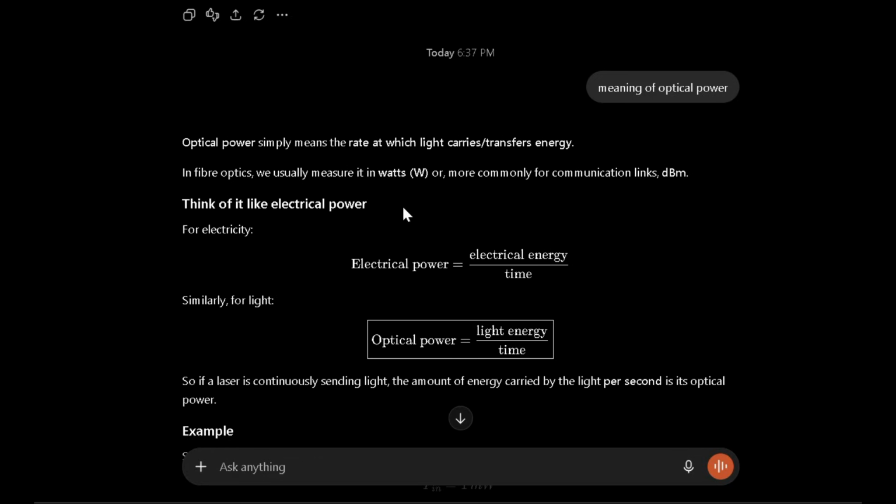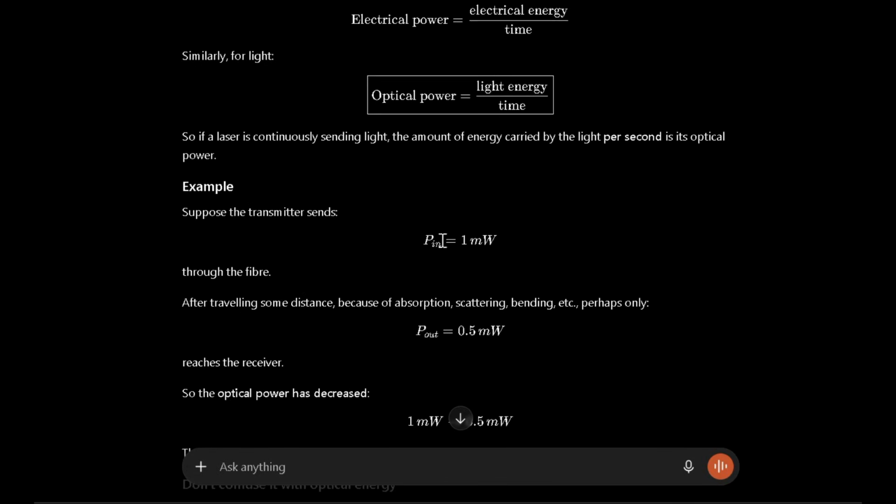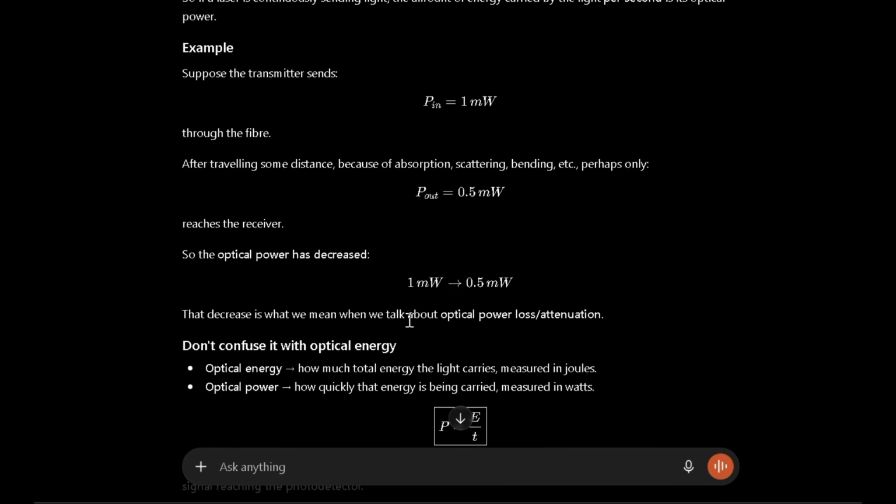In fiber optics, we usually measure in watts, or more commonly for communication links, dBm. Electrical power equals electrical energy per time. Optical power equals light energy per time. So if a laser is continuously sending light, P equals 1 megawatt. After traveling some distance, the power decreases. The decrease is what we may call power loss, or attenuation.